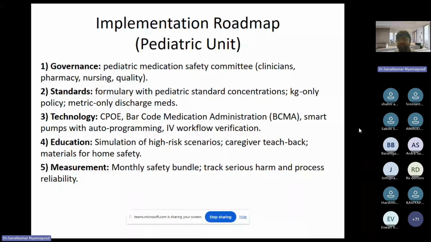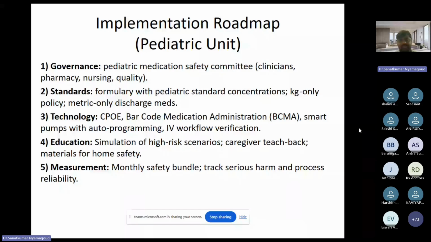Each pediatric unit should discuss this. Second, we should have a standard formulary in the pediatric population along with the drug concentrations, in kg only. The policy should be in kg only and metric only, including discharge medications. Then we should have technology like barcoding, medication administration, computerized order entry, or smart pumps for automation.